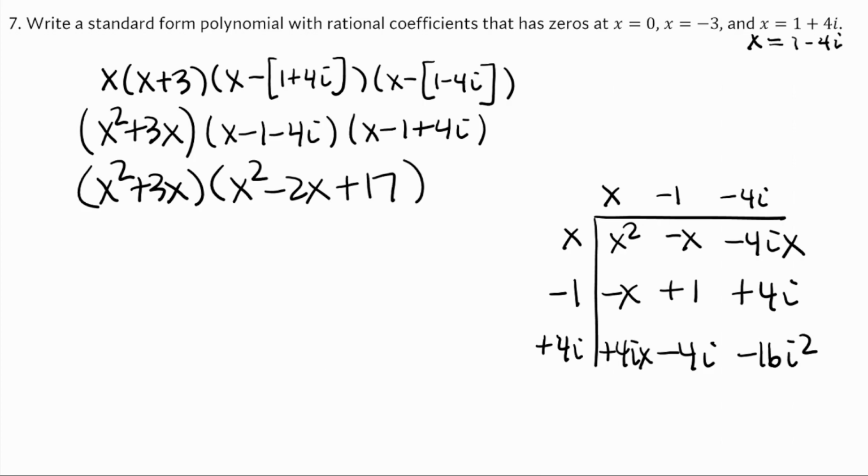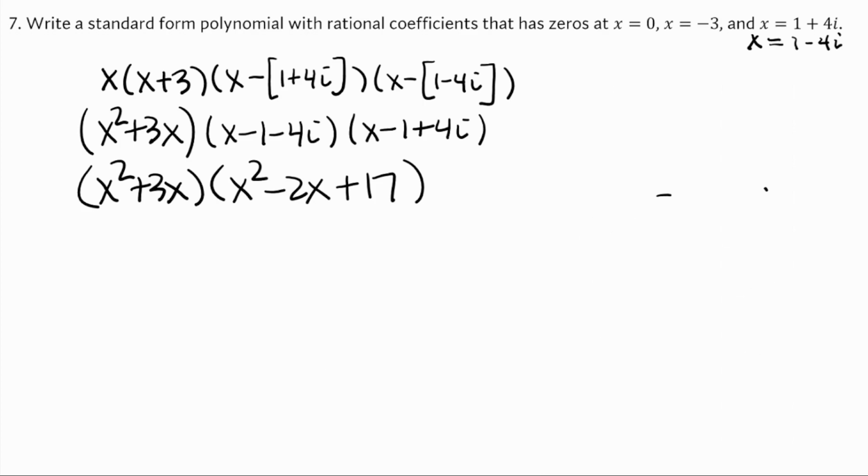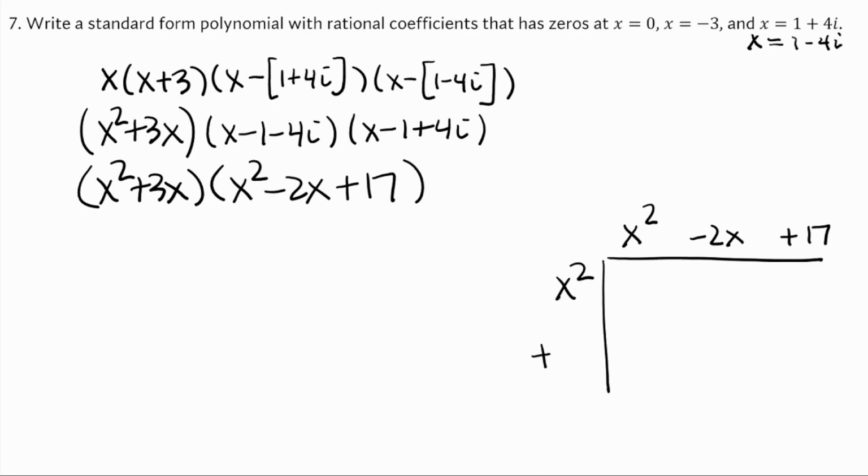Okay, now I'm going to set up for a little bit more multiplication. Probably have to erase that out of here. Let's say, all right, x squared, negative 2x, and positive 17. Multiplied by x squared and positive 3x.